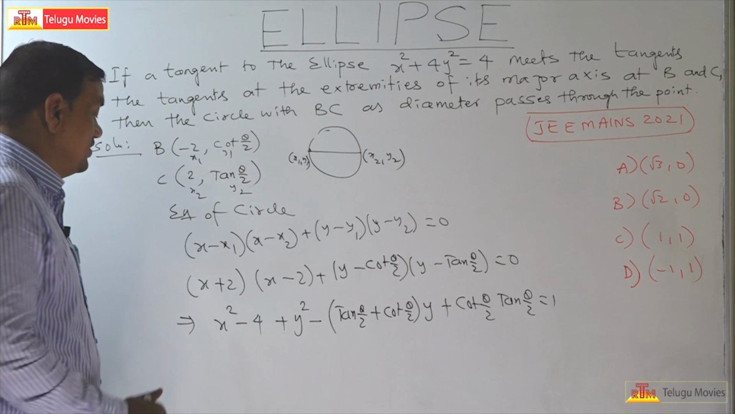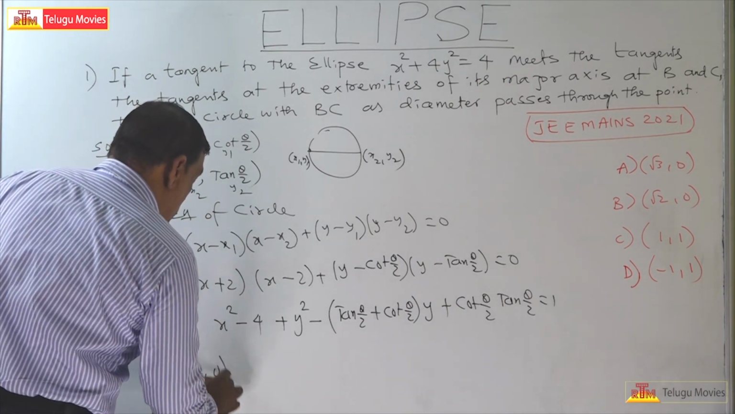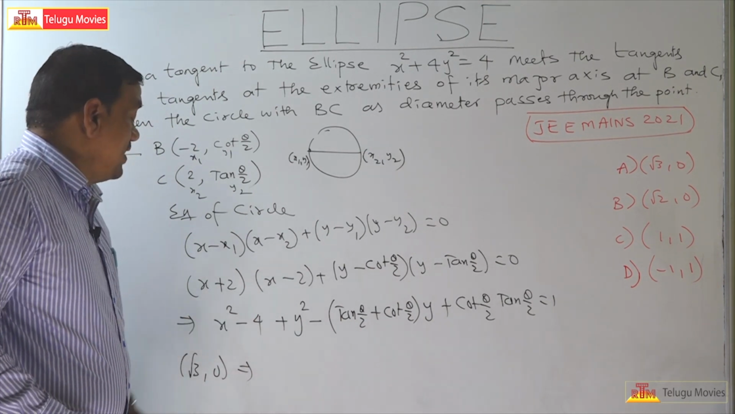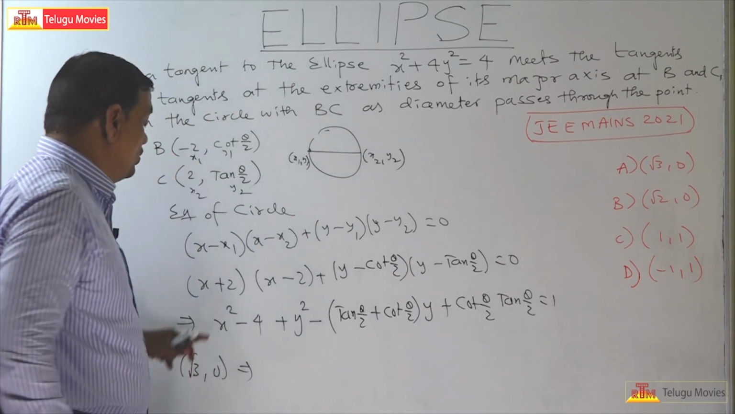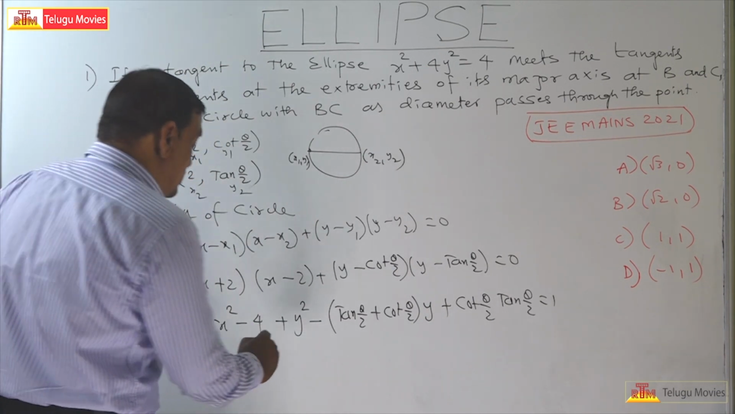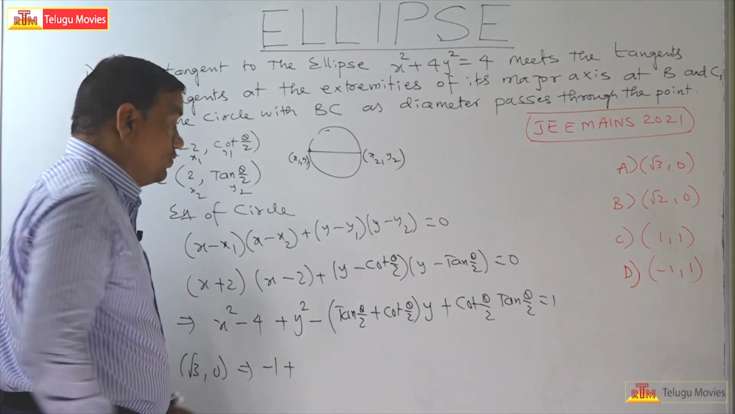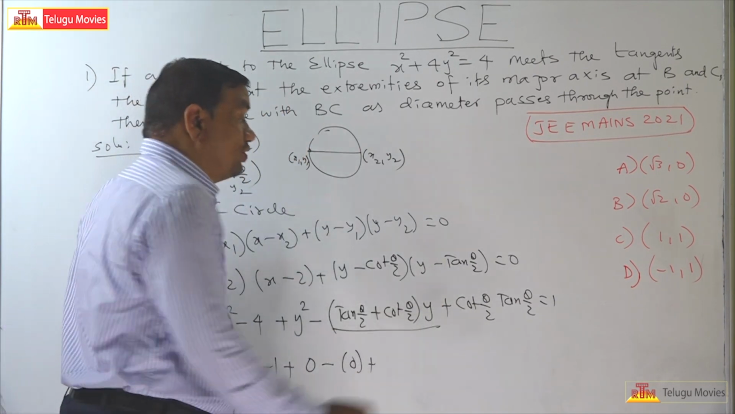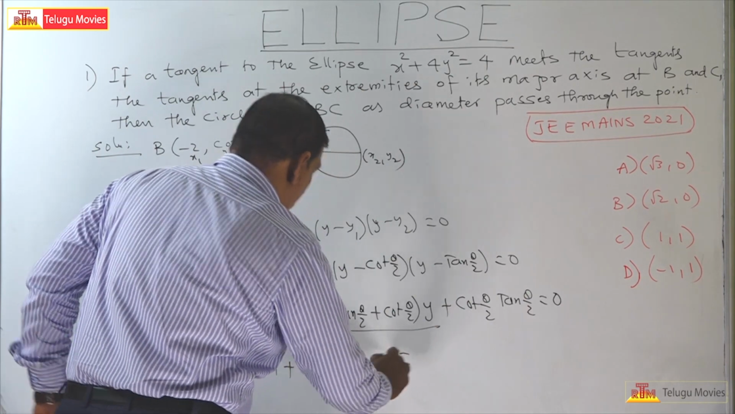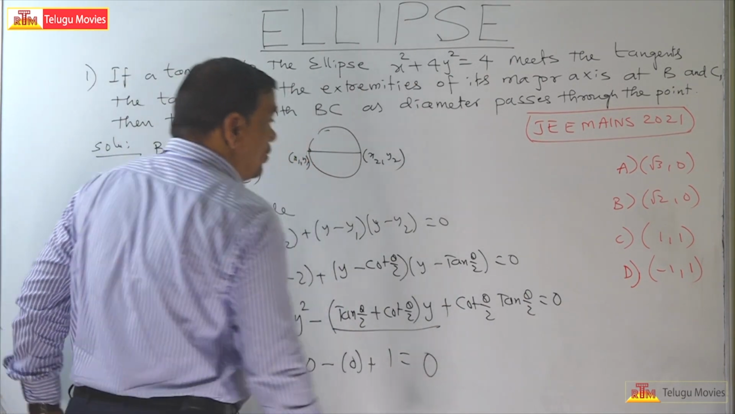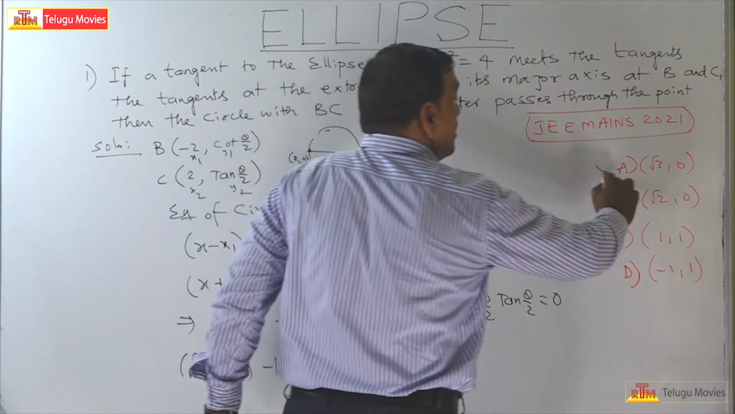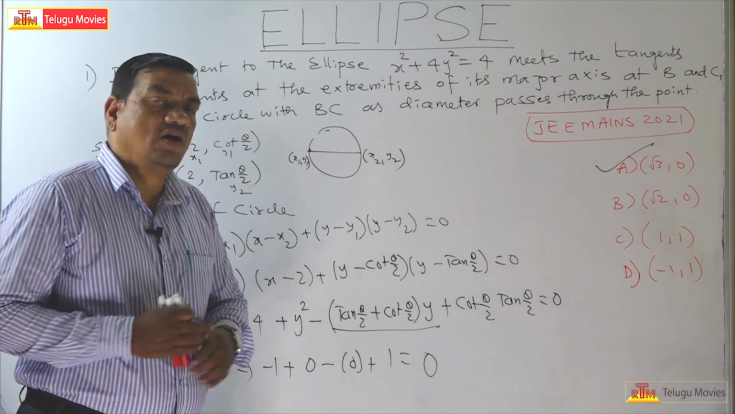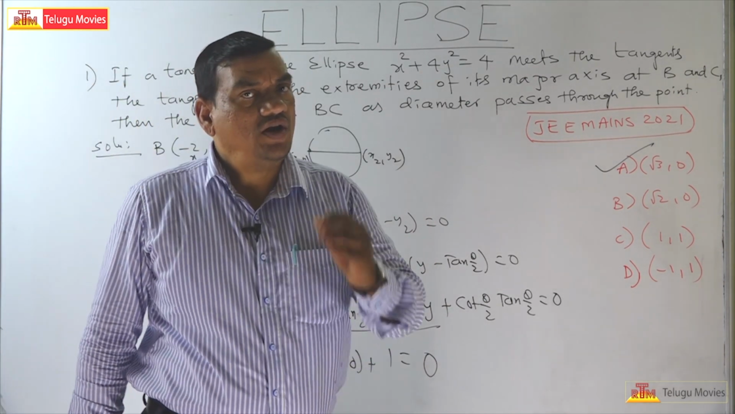So let us try the option verification. First option I will take (root 3, 0). Substitute x as root 3: root 3 whole square is 3, minus 4, this is minus 1. Y value is 0, so this whole term becomes 0, plus cot theta into tan theta, so this value is 1. Therefore minus 1 plus 1 is equal to 0. Therefore option A satisfies this equation. Okay, very easy problem. I hope that you understand the solution. Let us go for the next problem.